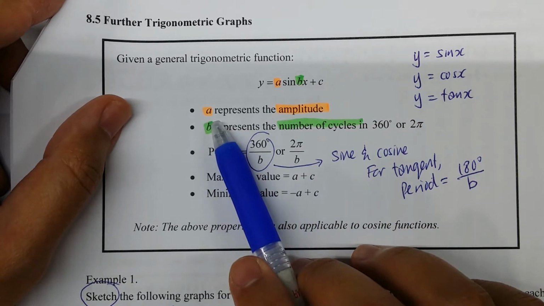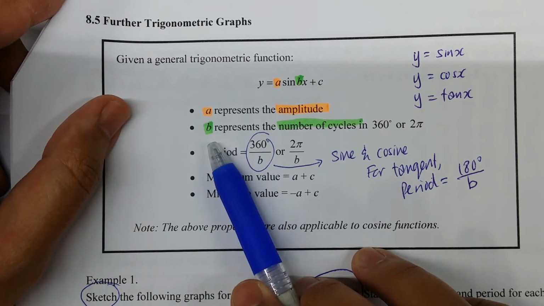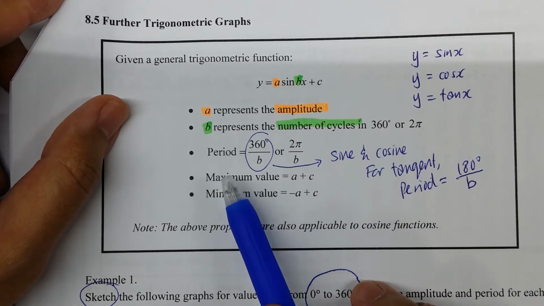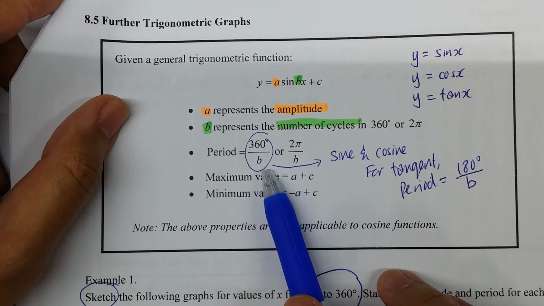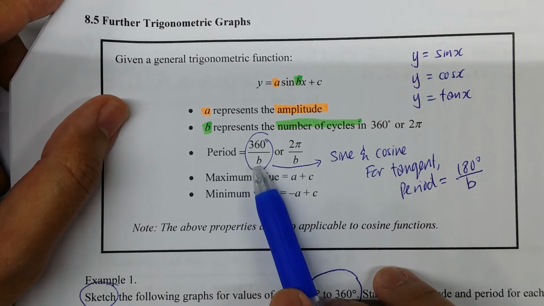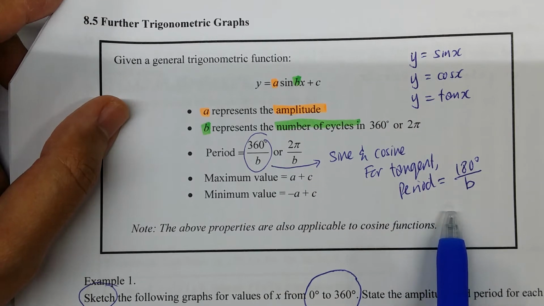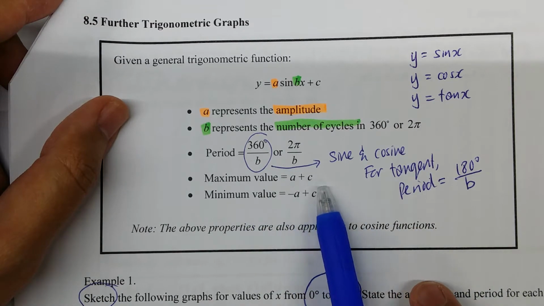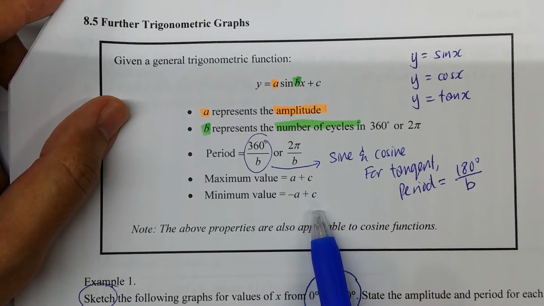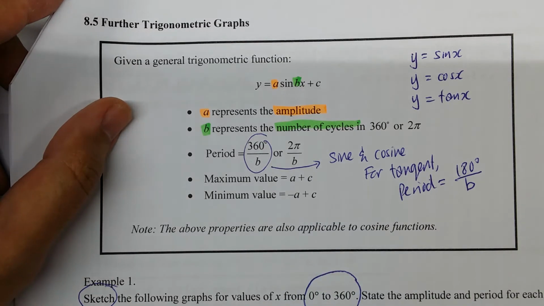So a recap, a is the amplitude, b is the number of cycles in 360. Then the period is always 360 divided by the number b for sine and cosine. For tangent, the period is 180 divided by b. Maximum value a plus c, minimum value minus a plus c. Just a recap. Okay, proceed on.